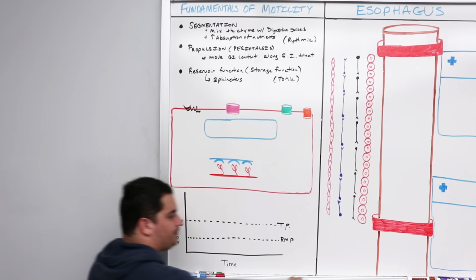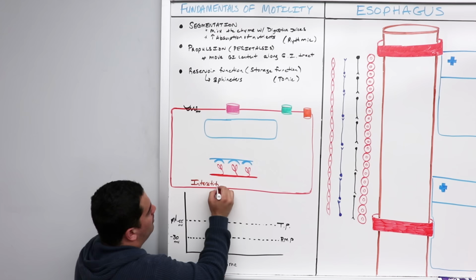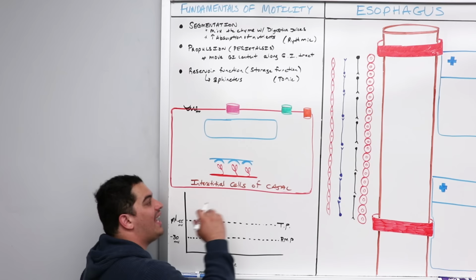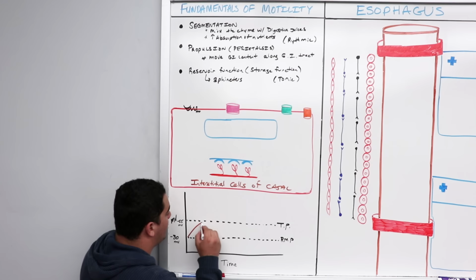What happens is, let's assume that this particular smooth muscle cell is what's called an interstitial cell of Cajal. These are pacemaker cells. In other words, they have the ability to spontaneously depolarize and generate action potentials that can cause the rest of the smooth muscle of the GI tract to contract. Now, how do they do that? They generate these things here called slow waves.